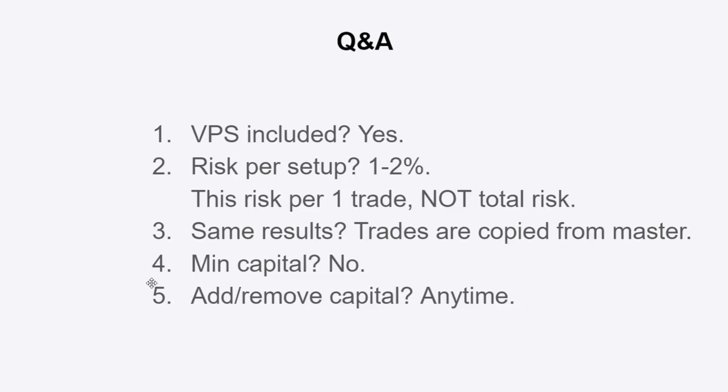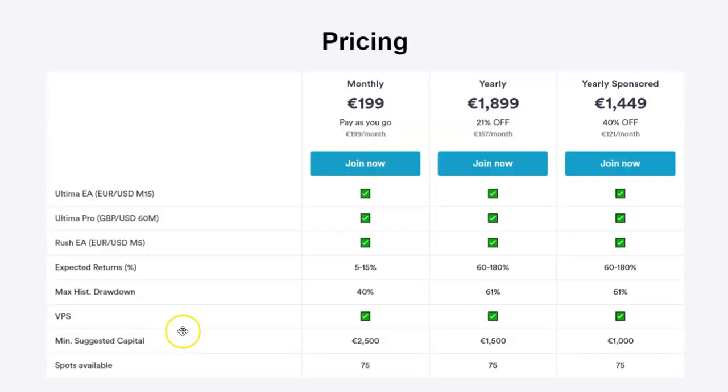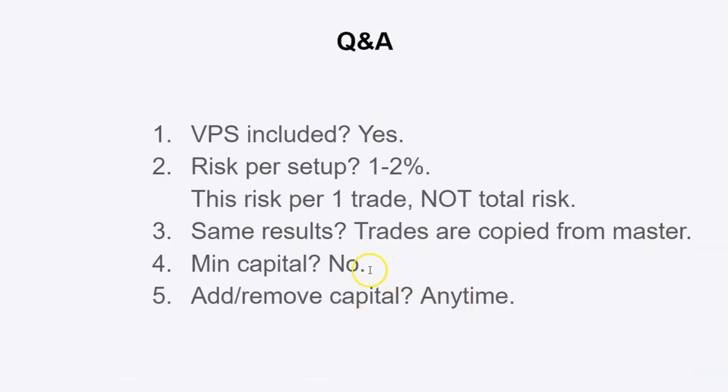Yes, the results are copied. The trades are copied, so the results will be the same as the trades are copied from the master one. Okay, minimum capital. We suggest some minimum capital so that you can see some results, but of course it depends on how much capital you can afford to lose. And removing and adding capital? Because of the portfolio approach, we expect lower drawdowns and more consistent results.